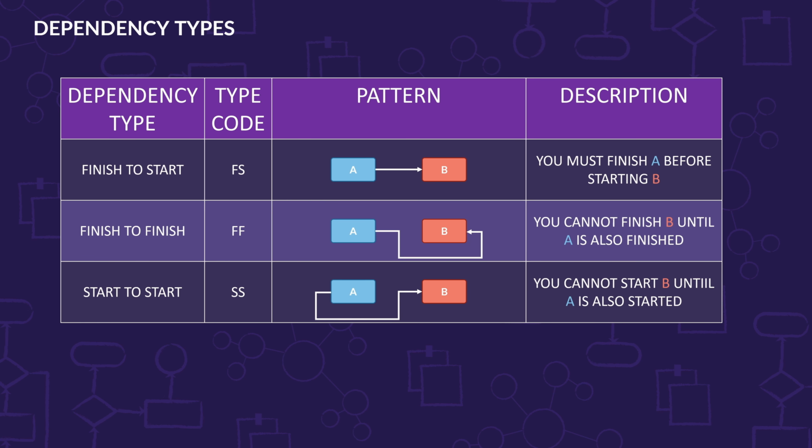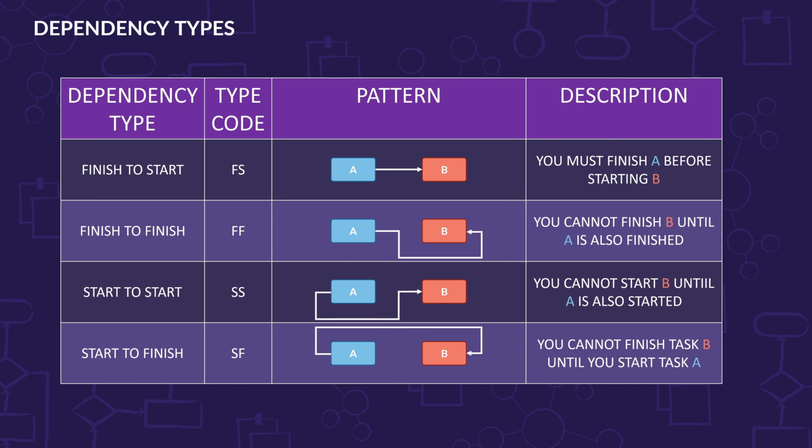We also have start to start. Short code for this is SS, and it basically says I can't start B until I also start A. And then finally we have start to finish, right? Short code for that is SF, and it basically says you can't finish task B until you at least start task A. Okay? And some of these come up more frequently than others. As I said, pretty typical is finish to start or finish to finish is more common in my experience with the kinds of projects that I've typically dealt with than the start to start or start to finish.